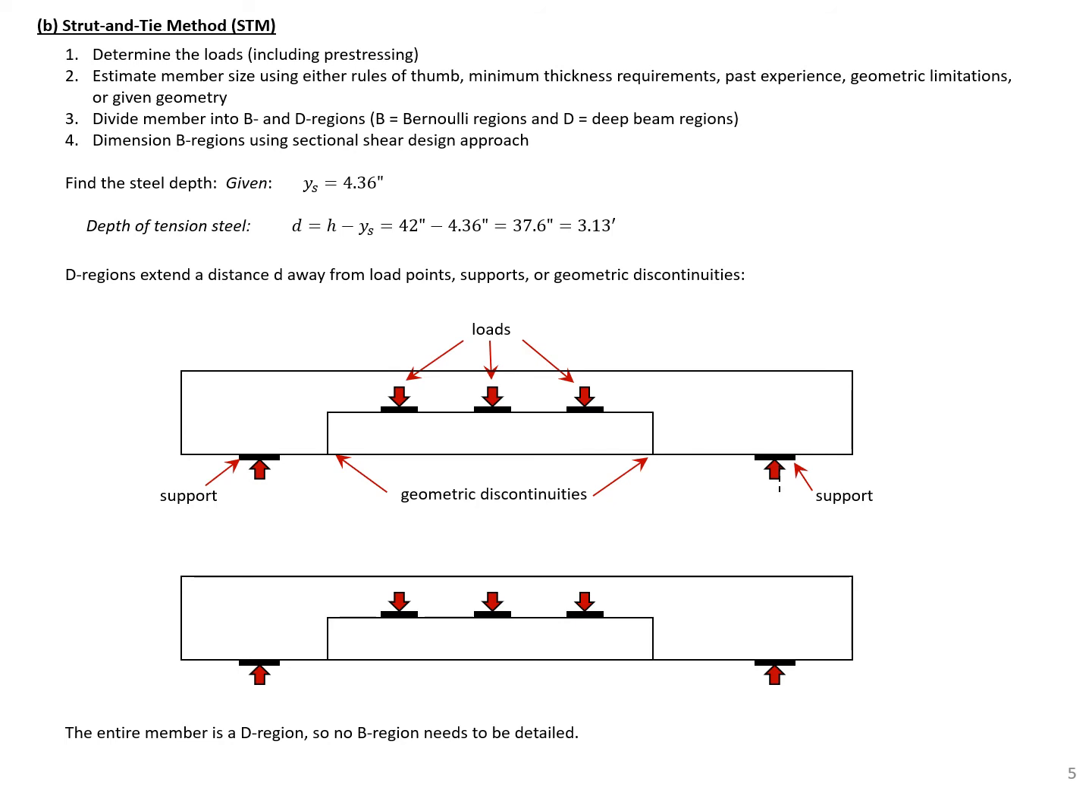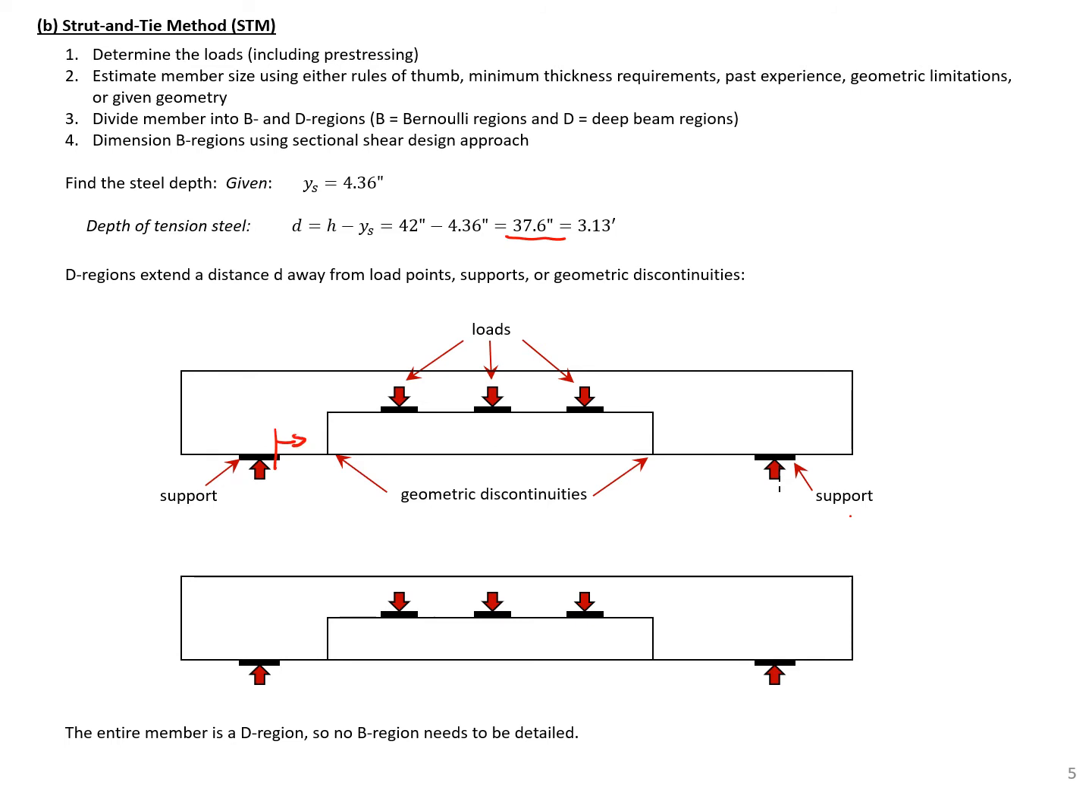The first step that we're going to do is we need to figure out what are B and what are D regions. So what are our Bernoulli or beam regions, what are our deep beam regions? So we need the depth, our D, which we found before to be 37.6. And now we need to go a distance of D away from any load points, any supports, or any geometric discontinuities. So we have a support here.